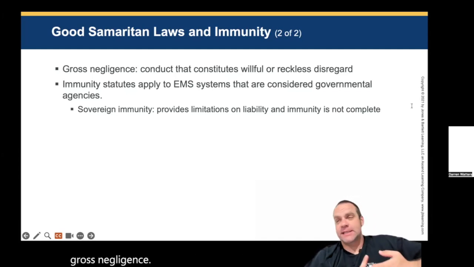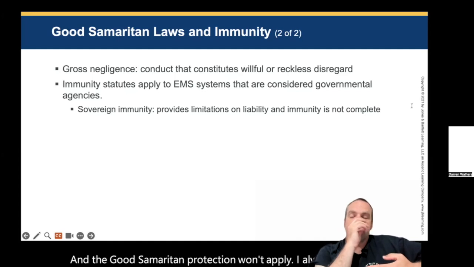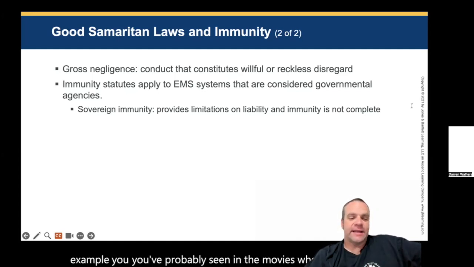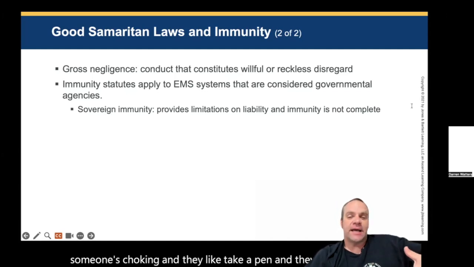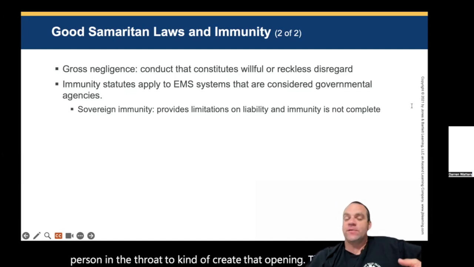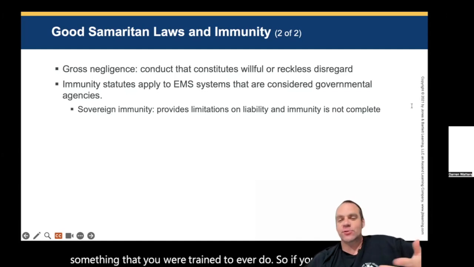I always use this example. You've probably seen in the movies where someone's choking and they take a pen and stab the person in the throat to create an opening. That is not something that you were trained to ever do. So if you decide to do that, that would be considered gross negligence.